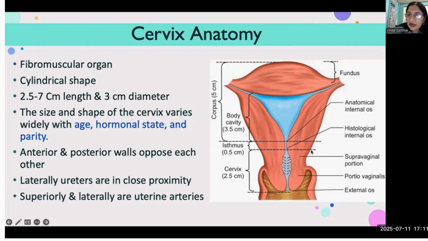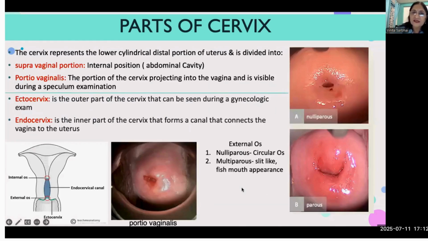Laterally, we know at about 3 o'clock and 9 o'clock at the level of isthmus enters the uterine artery, and just below it are the ureters at 1 centimeter below. So they are in close proximity to the cervix. Posteriorly and superiorly are the uterine arteries.